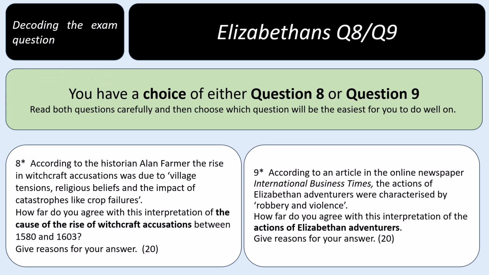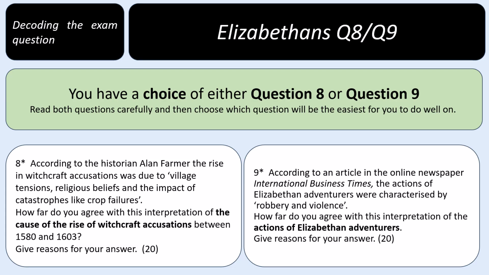So a reminder for the 20 marker, you've got a choice between question 8 or question 9. So here, question 8 is, according to the historian Alan Farmer, the rise in witchcraft accusations was due to village tensions, religious beliefs, and the impact of catastrophes like crop failures. How far do you agree with this interpretation of the cause of the rise of witchcraft accusations?